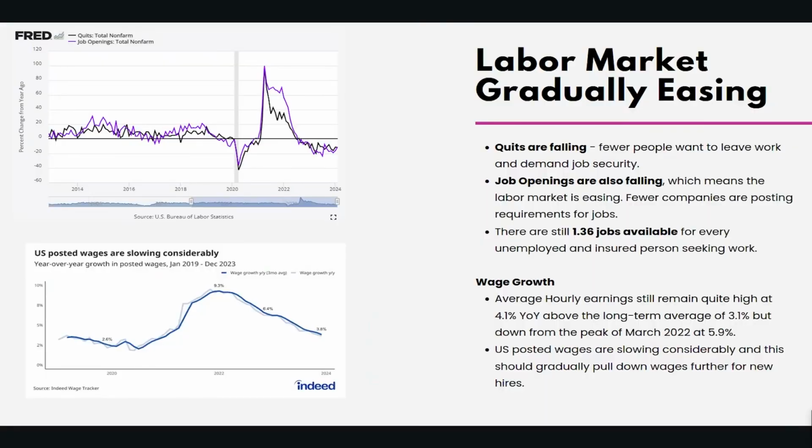We also look at the labor market gradually easing. Quits are falling. Job openings are also falling, but there are still 1.36 jobs available for every unemployed and insured person seeking work, which illustrates that just at the top level, again, we have maximum employment. By the metrics that the Fed looks at, we are pretty darn close to a very tight labor market.